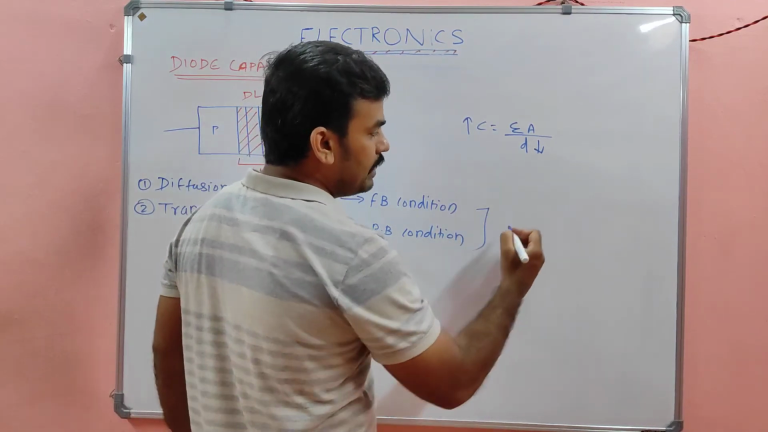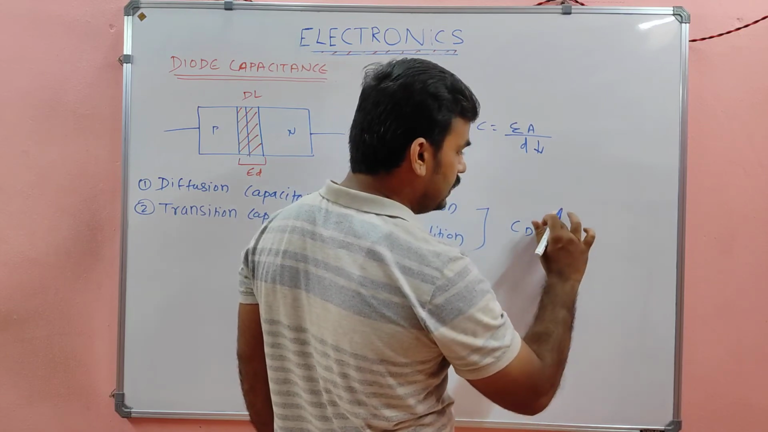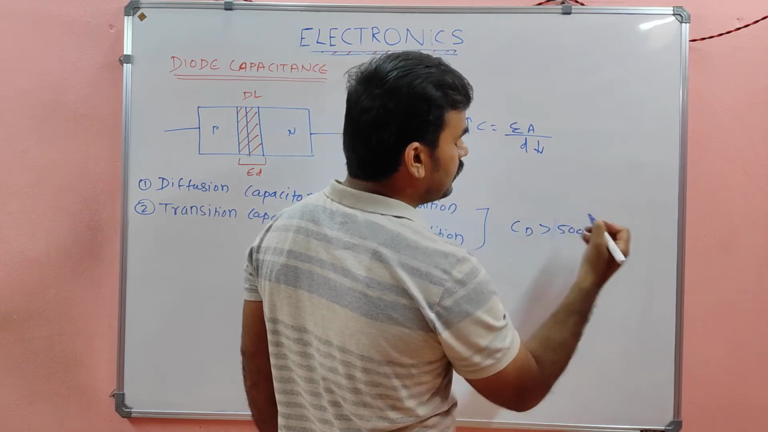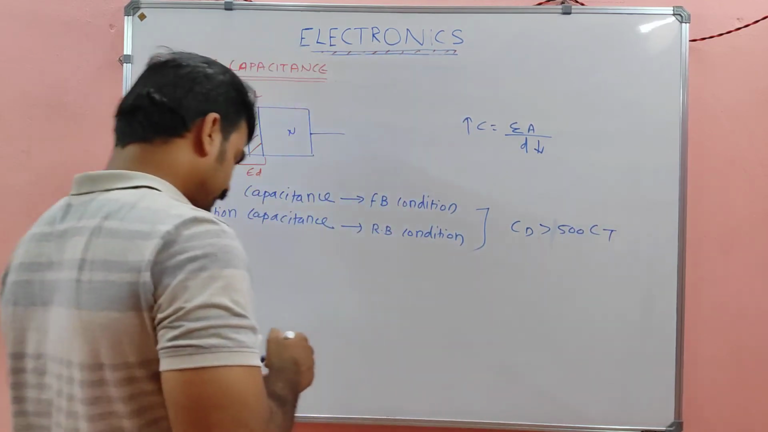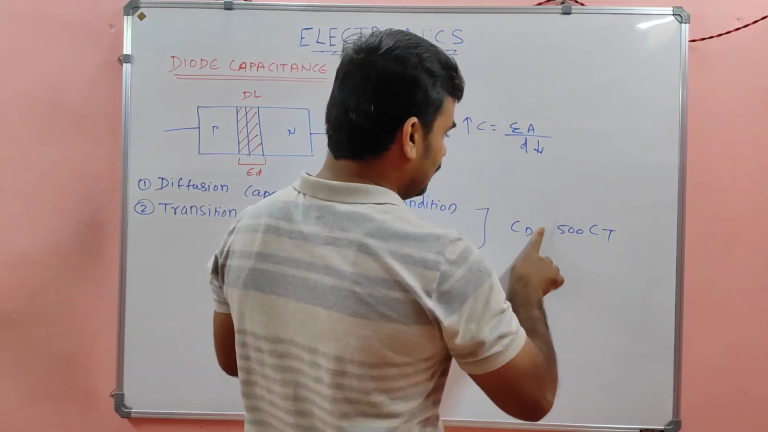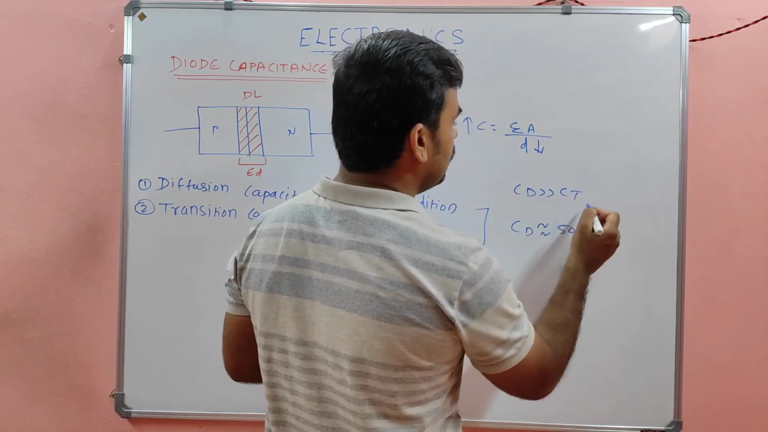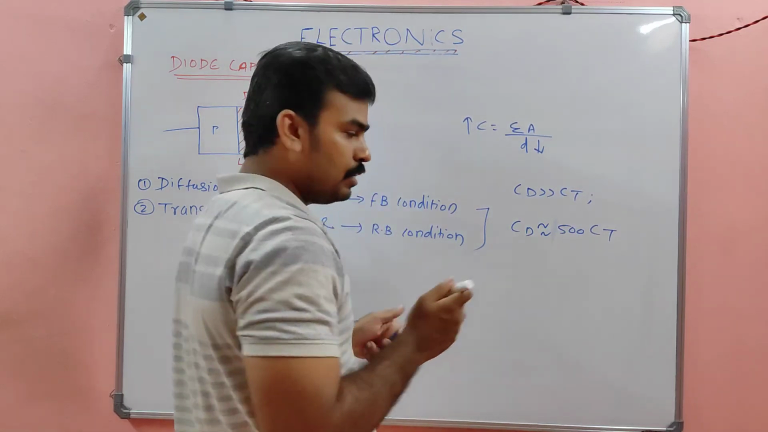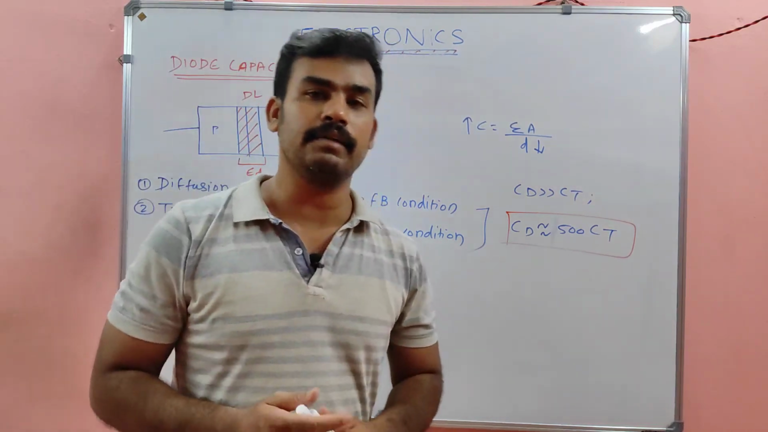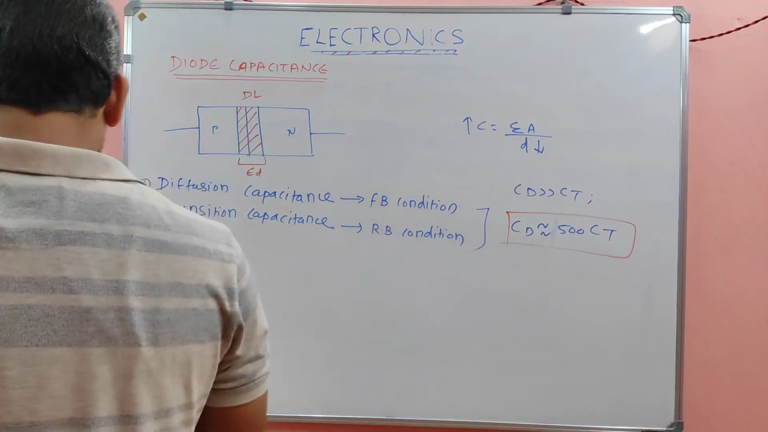Generally we can say that the diffusion capacitance CD is at least 500 times CT, or rather it is nearly 500 times CT. CD is much greater than CT. That is, the diffusion capacitance is much higher than the transition capacitance. That also you have to note. That is the diode capacitance condition.